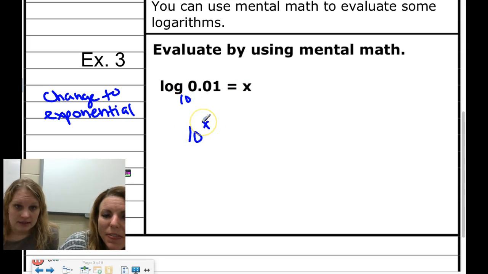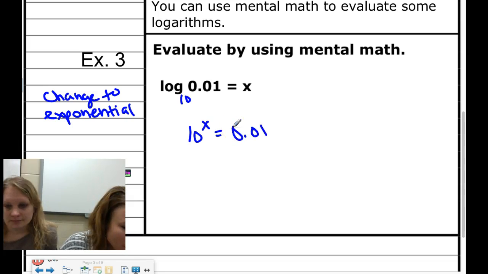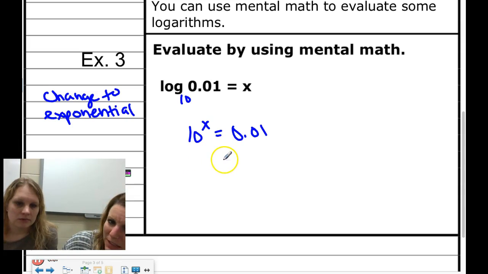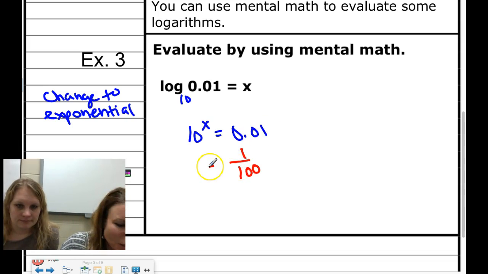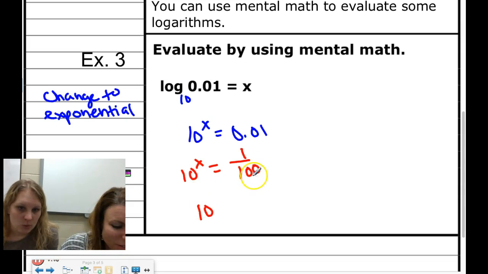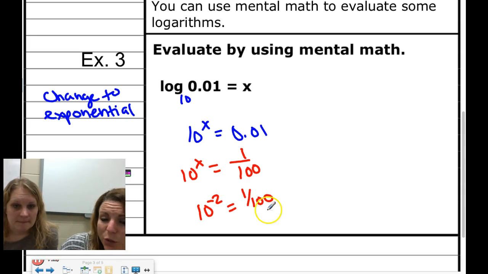So 10 to the x equals 0.01. Now, we have a decimal. That's kind of hard. So let's change the decimal to a fraction. It's tenths, hundredths. So it's 1 over 100, and that's equal to 10 to the x. Well, now I think we can do this, right? Because this is a fraction now, it's going to be a negative exponent, because it's taking the reciprocal. So 10 to the negative 2, because there's two zeros, that's the same thing as 1 over 100. So x is equal to negative 2, and that's what we're finding.